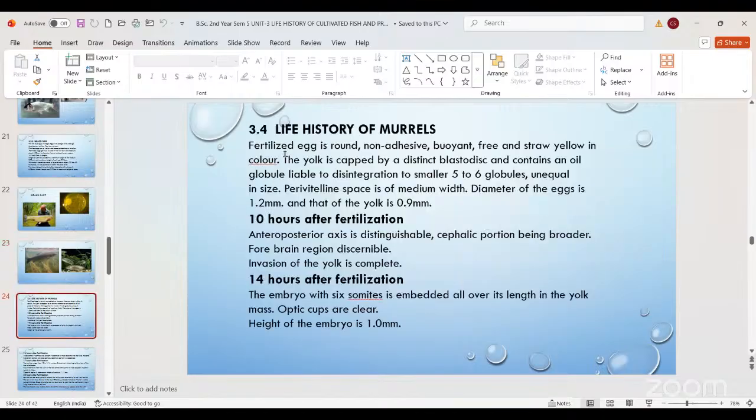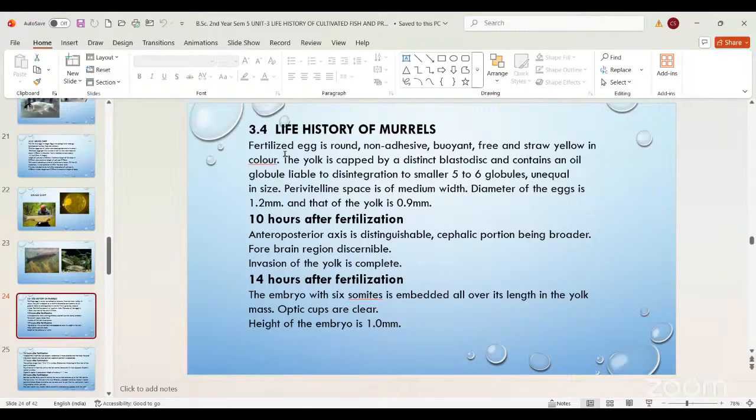Now let's see the life history of mullets. The fertilized egg is round, non-adhesive, buoyant, free and straw yellow in color. The yolk is capped by a distinct blastodisc and contains an oil globule liable to disintegrate into smaller 5 to 6 globules, unequal in size. Perivitelline space is of medium width. Diameter of the eggs is 1.2 mm and that of the yolk is 0.9 mm.